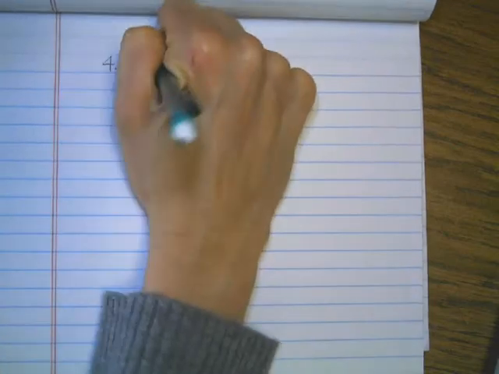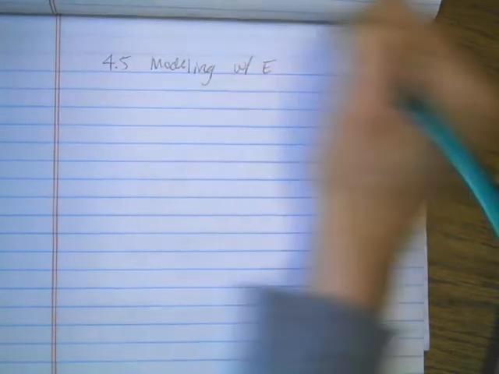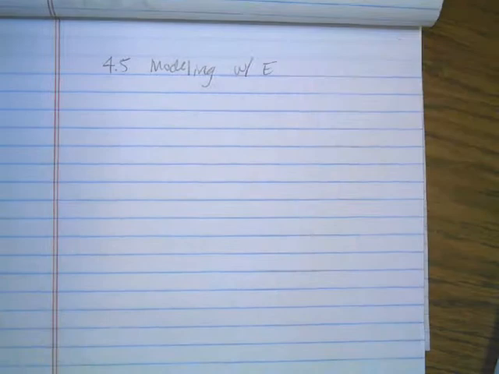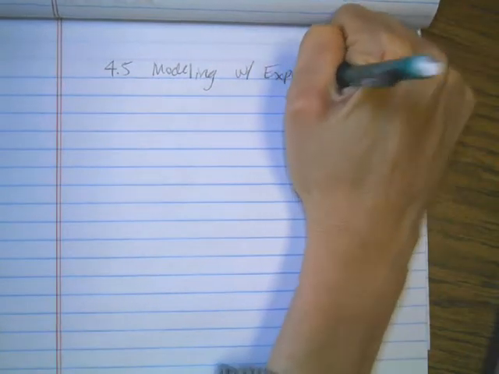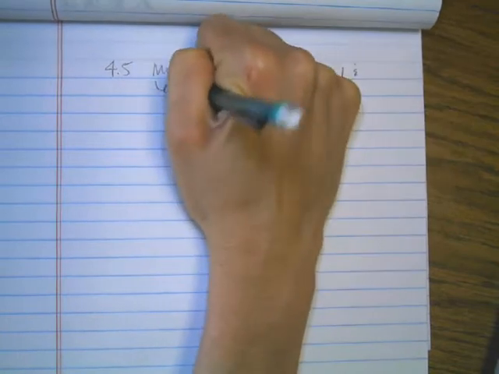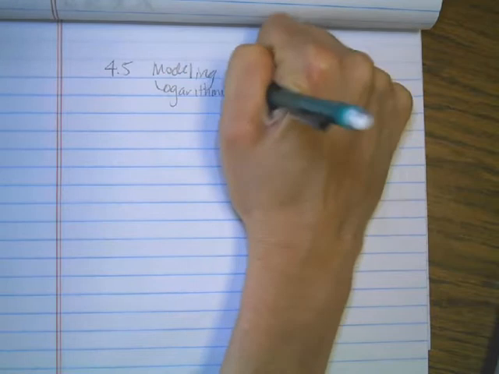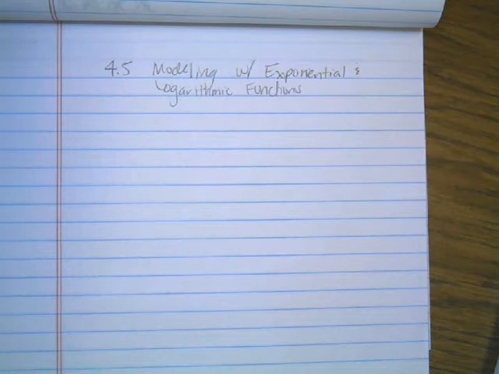So section 4.5 is called modeling with exponential and logarithmic functions. Alright, so there are a lot of different cases in which you would need exponential or logarithmic functions.